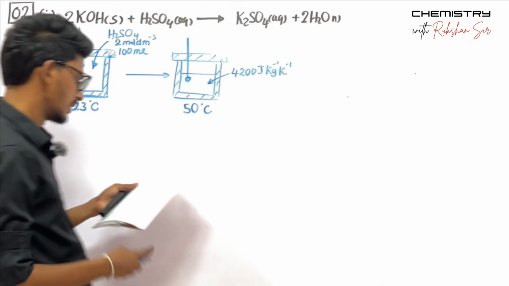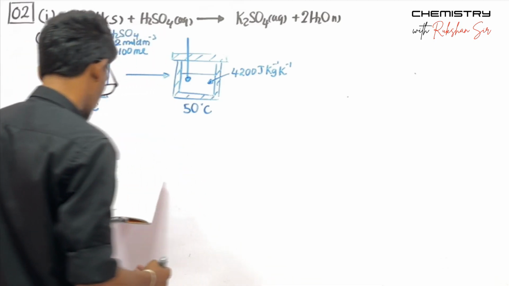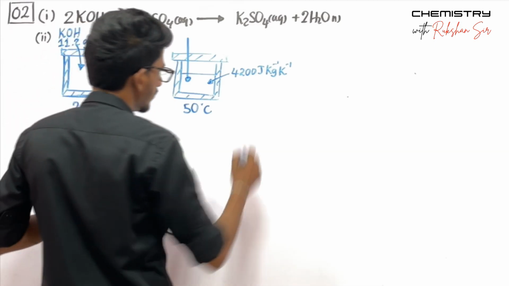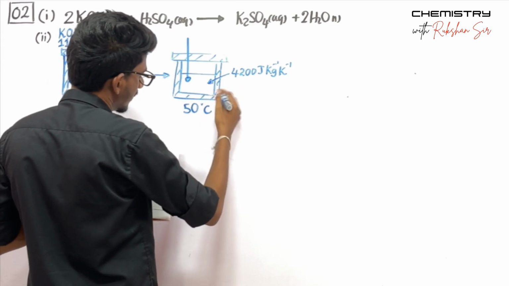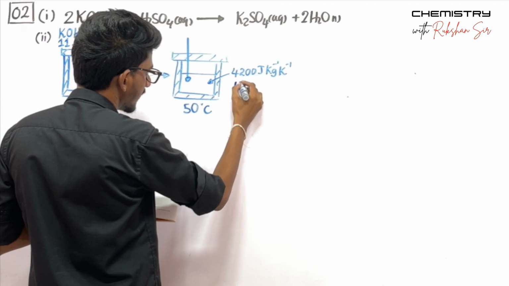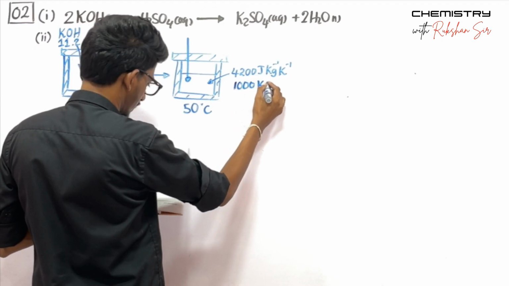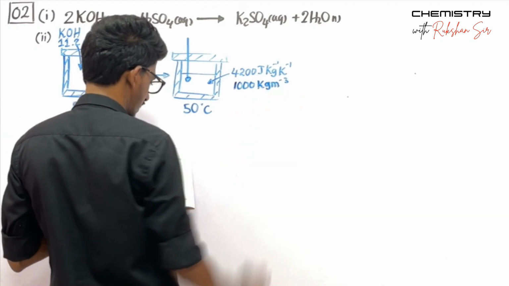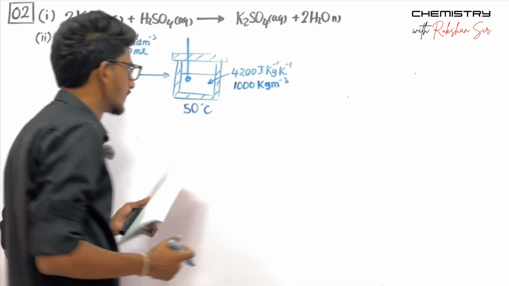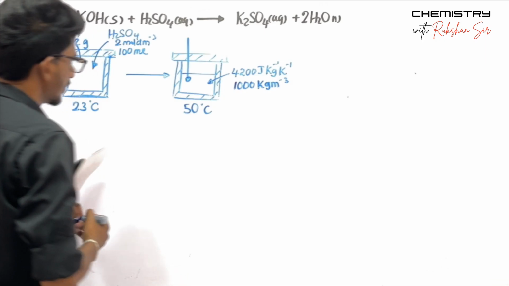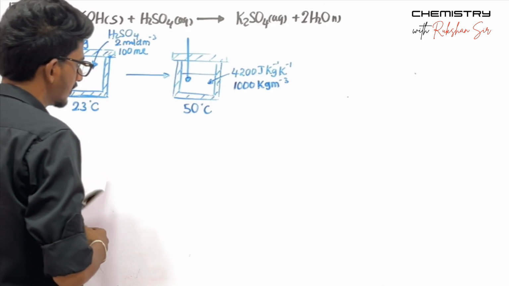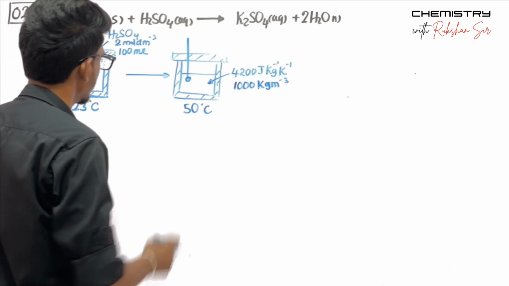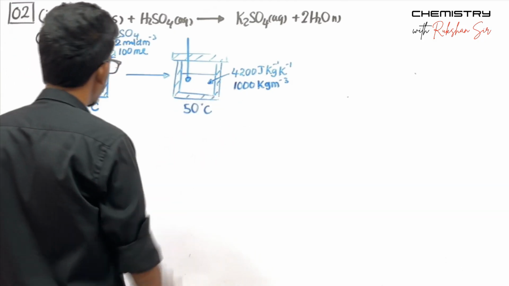Right? And what other data? Then they have given you the density as well, 1000 kilograms per meter cubed. Right? Okay. That's all they have given, right? First of all, let's come up with the volume as well here.